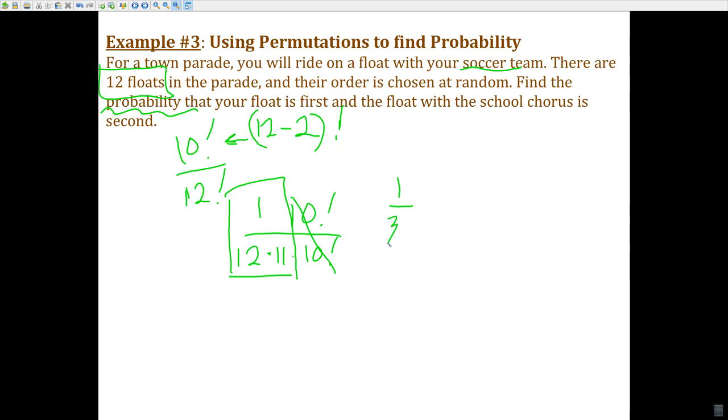You should have 1 over 132, which is like 0.7%. That's pretty small, right? Really change it to percent, 0.75, yeah, all that. So pretty small chance that you're going to be first and they'll be second. Those are permutations.